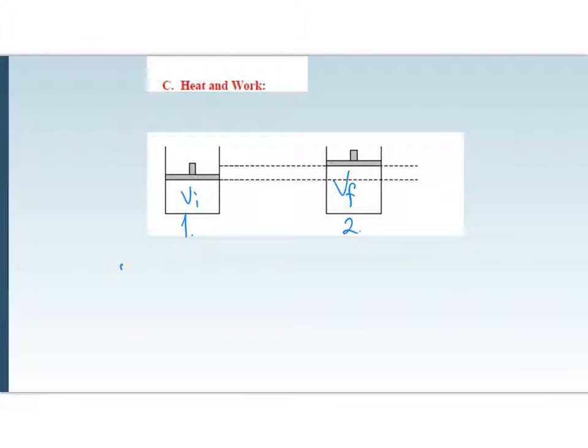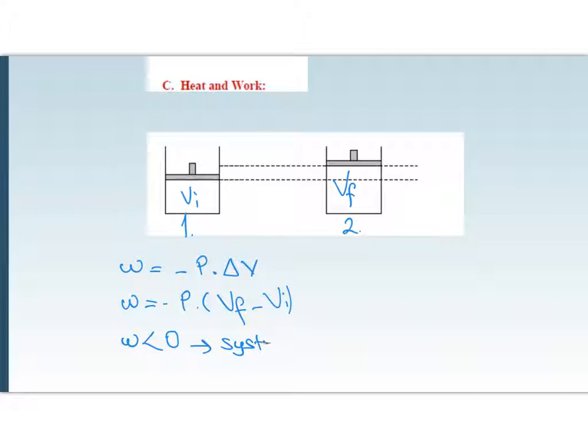So in chemistry, work is explained as minus pressure times delta volume. So when you look at this figure, W is equal to minus pressure times volume final minus volume initial. So when you have the numbers and when you calculate that work, you're going to find that work is going to be smaller than 0. So what is the meaning of this? This means the system does work against atmospheric pressure.